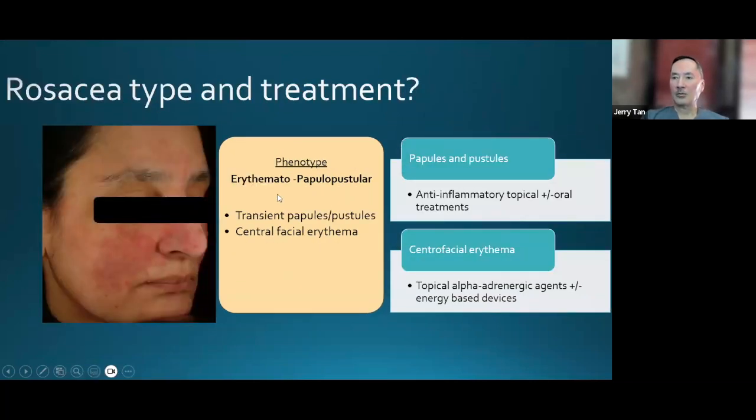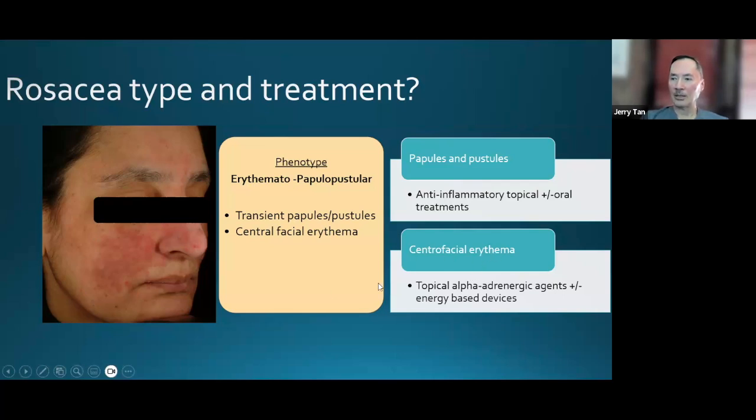This patient presents with the erythematopapulopustular subtype. And what I mean by that is centrofacial erythema and then the transient papules and pustules. And the treatment leads directly from what we see, which are going to be the anti-inflammatory topicals and or orals. And in this patient, I did end up using doxycycline along with topical ivermectin to try to give her as much improvement as rapidly as possible.